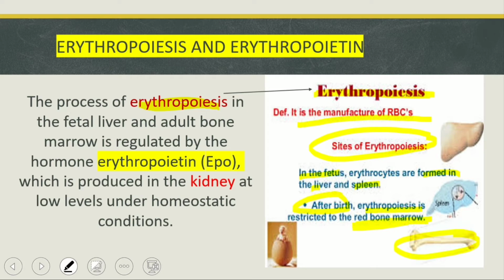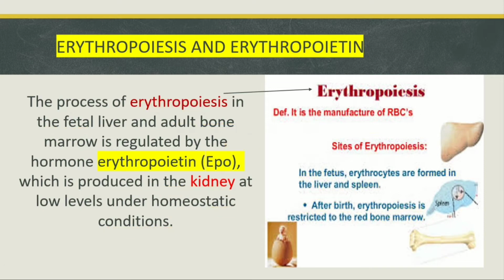So back to the text. The process of erythropoiesis in the fetal liver and adult bone marrow is regulated by the hormone erythropoietin, which is produced in the kidney at low levels under homeostatic conditions, and increased, as we have discussed, in the condition of hypoxia.